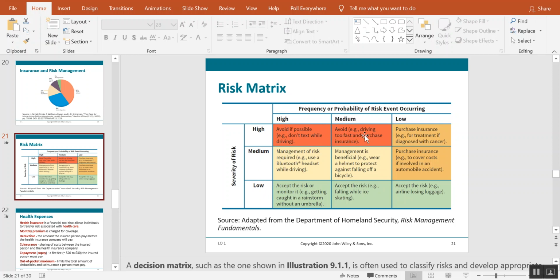If it happens sometimes, and it's still a high risk, you want to avoid that as well. If it's here in the medium range, you may manage the risk somehow. You may try to manage your risk with that and say, okay, I'm going to take some protective measures and help avoid some of these situations, but also I'm going to purchase insurance to help cover me in the event something like this happens.